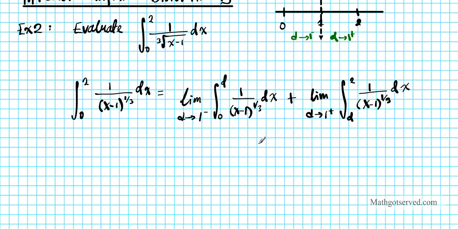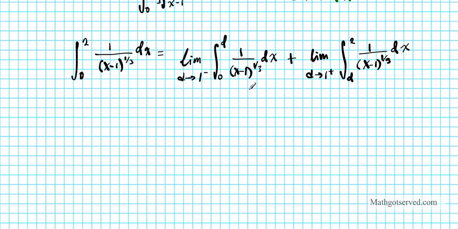Now we can evaluate this integral, plug it back in, and then use FTC part 2 to finish it off. Let's first evaluate the integral, and then I'm going to put it back into the problem. What's the integral of 1 over x minus 1 to the 1/3 dx? I can rewrite this as the integral of x minus 1 to the negative 1/3 dx.